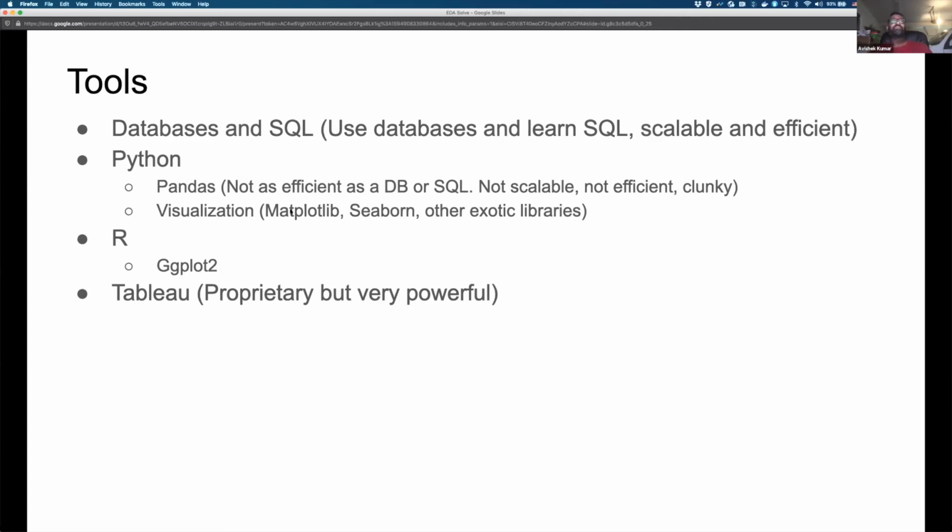And then for visualization in Python, Matplotlib and Seaborn are the most popular libraries, and there are other exotic libraries. And then if you're an R person, there's ggplot. And then one thing, I used to not be a proponent of proprietary tools, but I do a lot of Tableau now. It costs money, but it's very powerful.